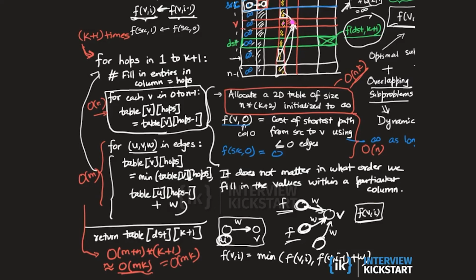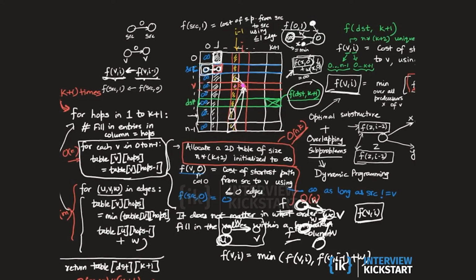What is the space complexity? Well, the size of the table that we are using is n times k plus 2. So the total space that we will be using is order n times k plus 2, which is order n times k.